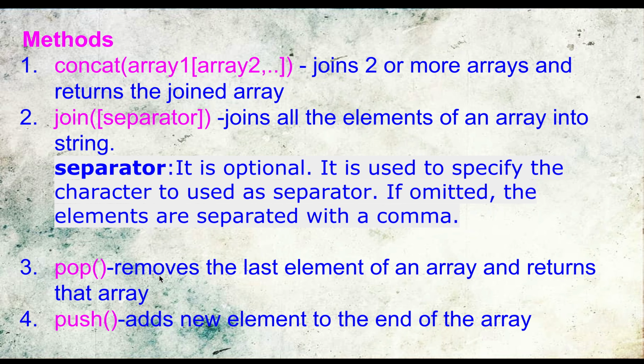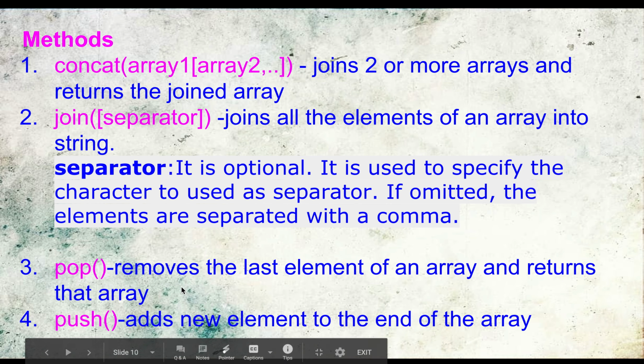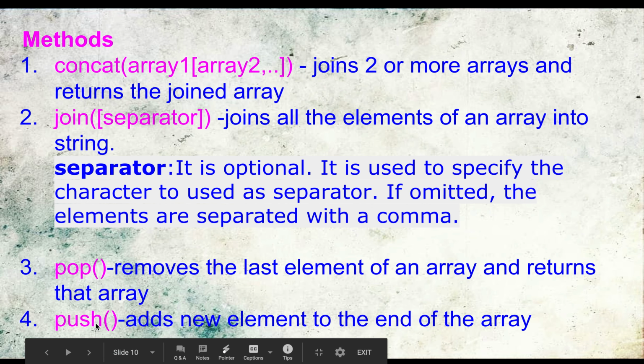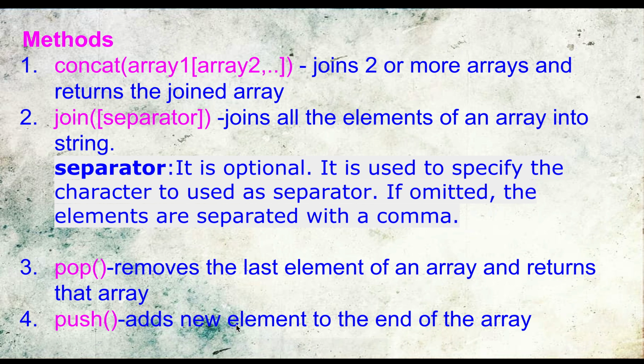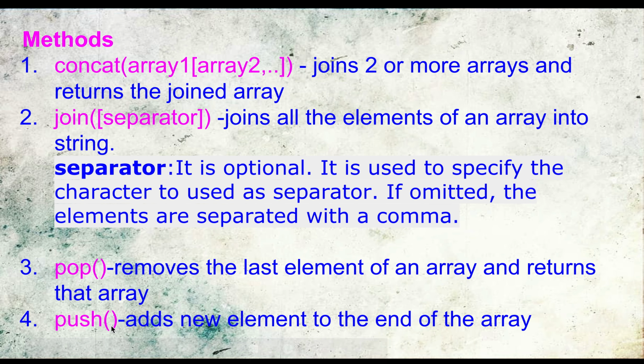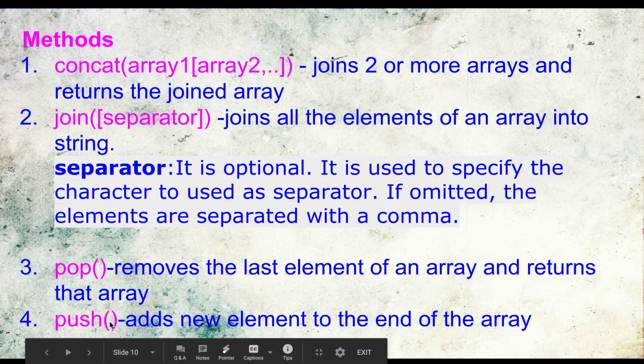Pop removes the last element of an array and returns that array. Okay, returns that array, but pop as output will display the popped out element, the removed element. Push adds a new element to the end of the array. Within the brackets of push, you need to specify the element to be pushed into the array. So within brackets, you need to specify the new element.